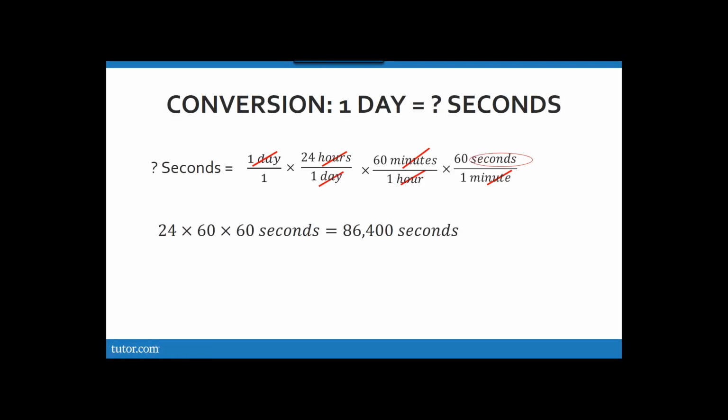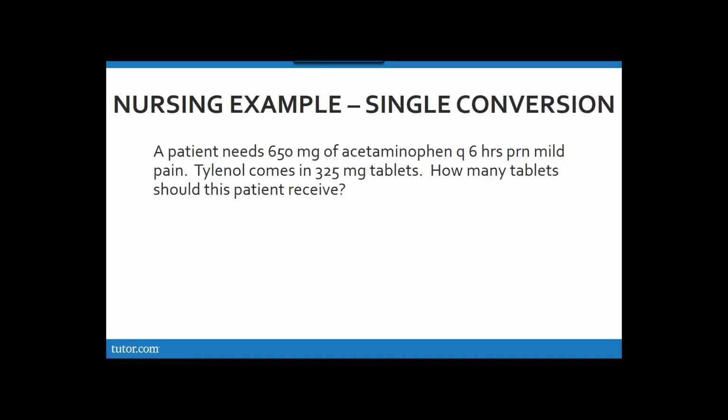So that one might have been a little painful. These examples are a little corny, so forgive me. So let's take a look at a nursing example where we can take some Tylenol for our pain. Here we have a patient who needs 650 milligrams of acetaminophen. That Q stands for every 6 hours. That PRN is as needed for mild pain. Tylenol comes in 325 milligram tablets, and so as a nurse or a nursing assistant, you might need to know how many tablets this patient should receive.